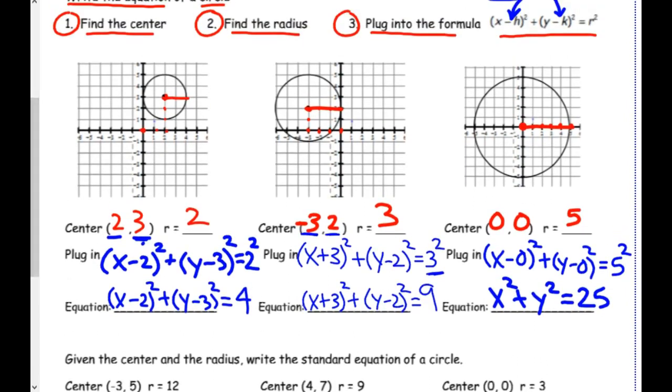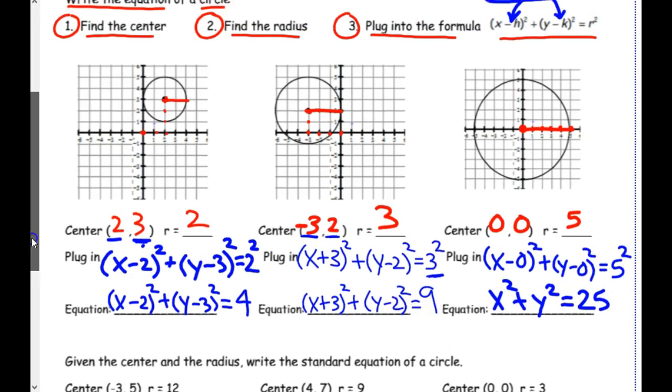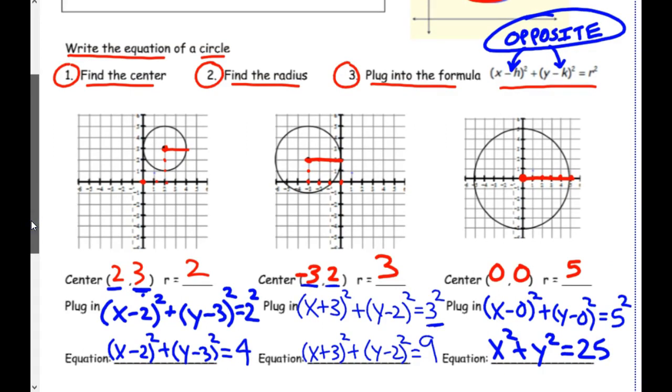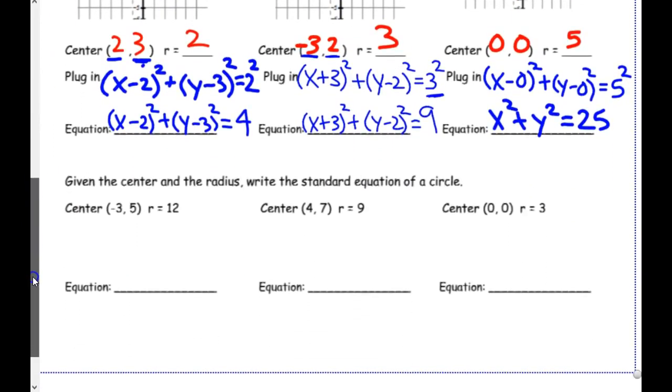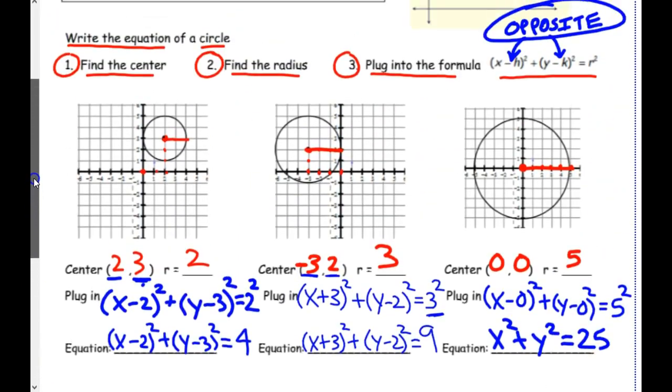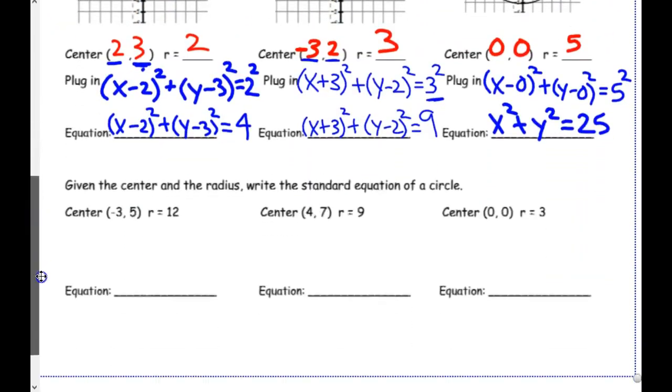Question? Which one? Oh. Where? Okay. Here we are. Bottom.